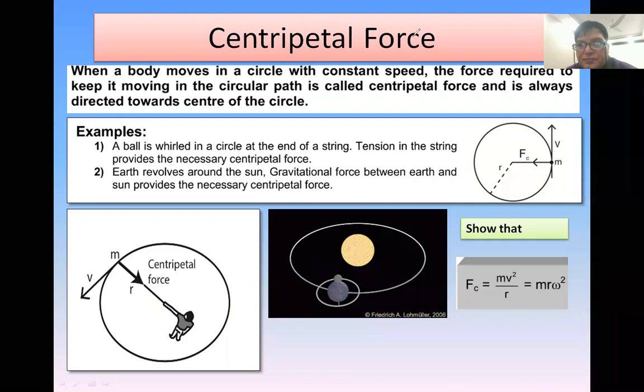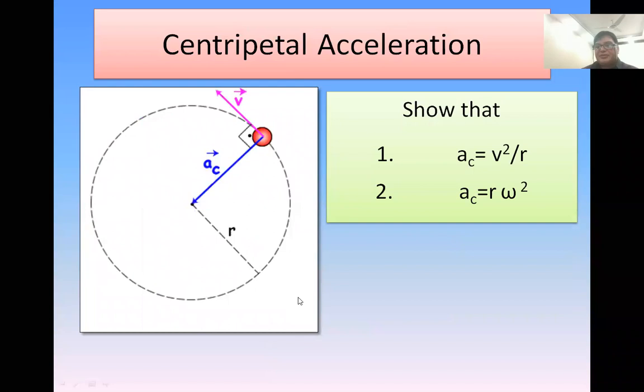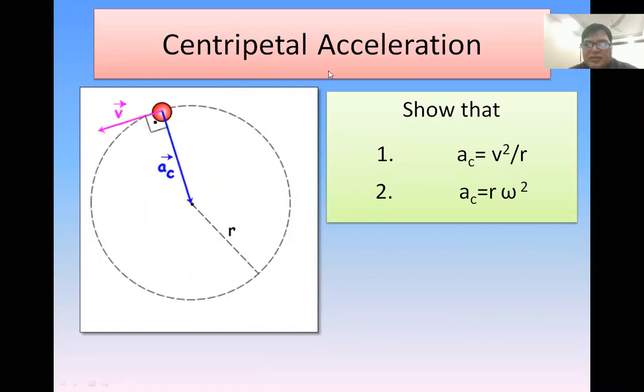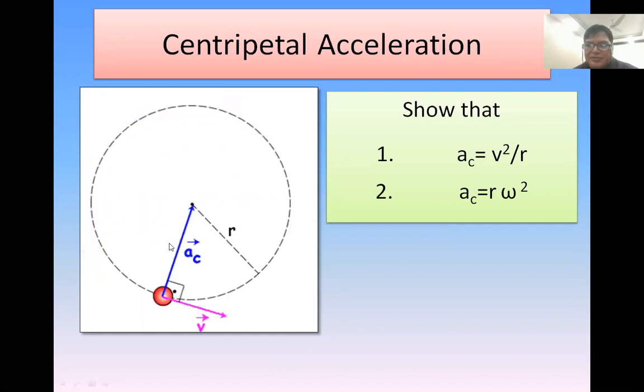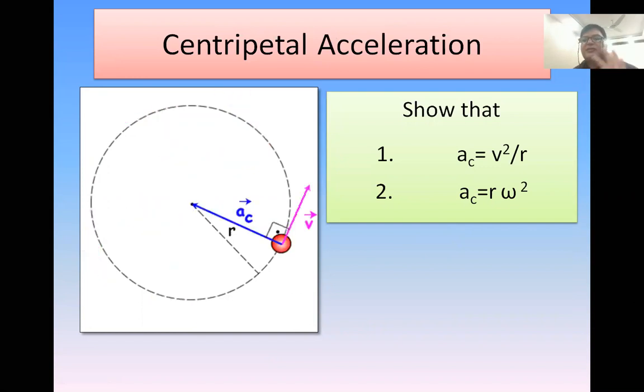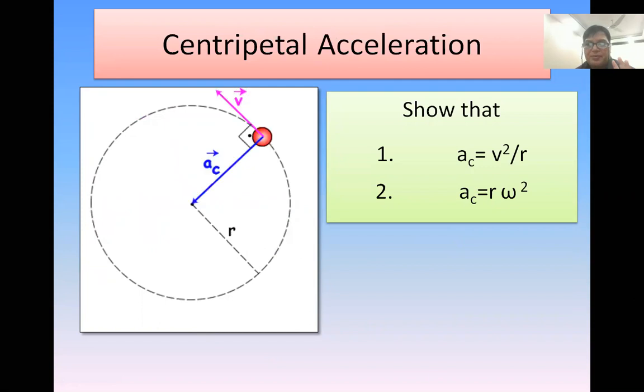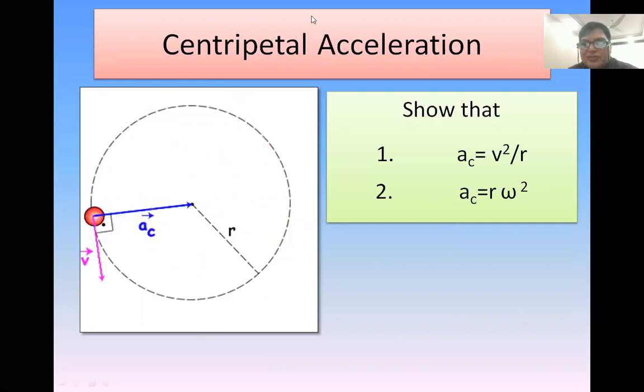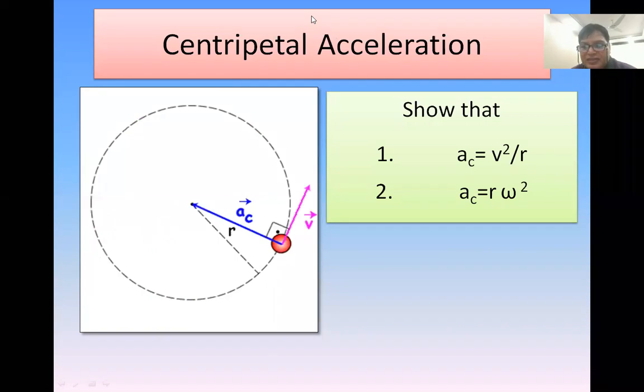Now look at the next one, centripetal acceleration. Under centripetal force there should be a centripetal acceleration, because F equal to ma. And you know that centripetal force is always towards the center of the circle, then acceleration must also always be towards the center of the circle.